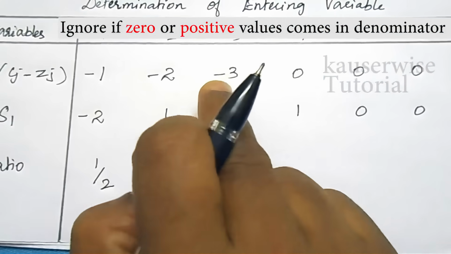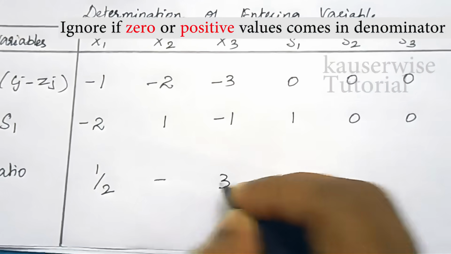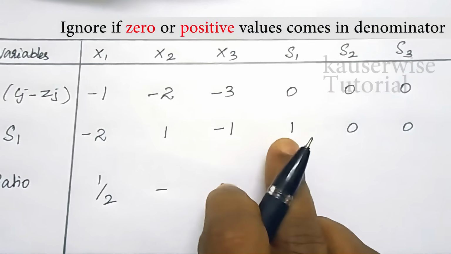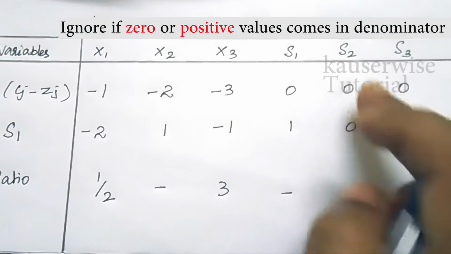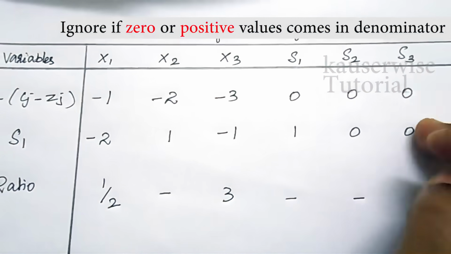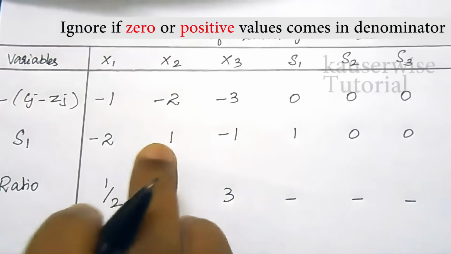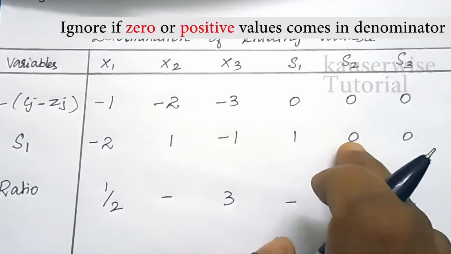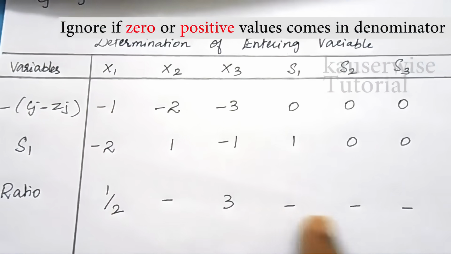The third one is minus 3 divided by minus 1. The value is 3. Okay, and look at the next one. 0 divided by 1. The denominator value is positive, just ignore it. Here 0 divided by 0, also ignore. Here also 0 divided by 0, so ignore. So while we calculate the ratio, if we get any positive value in the denominator or any 0 value in the denominator, just leave it. You need not find any ratio for that.